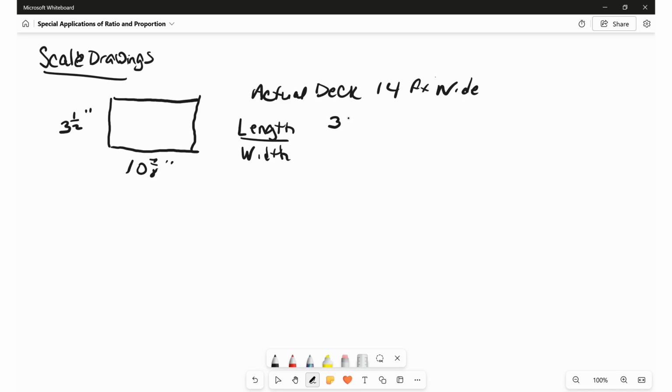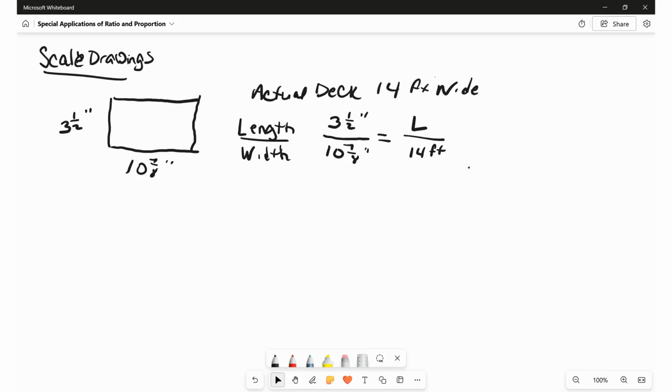So if we have 3.5 inches, we'll just say that that's the length. And our drawing is 10 and 7/8 inches wide. We want that ratio to be the same as the ratio of the actual length and the actual width. Okay. So now, like we learned before, what we want to do here is cross multiply and then divide.